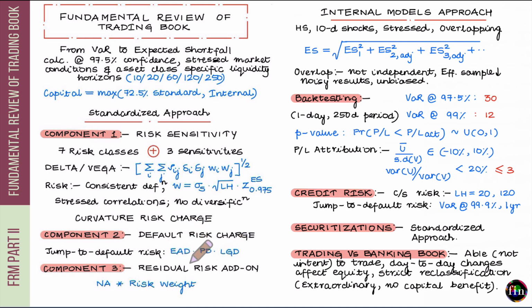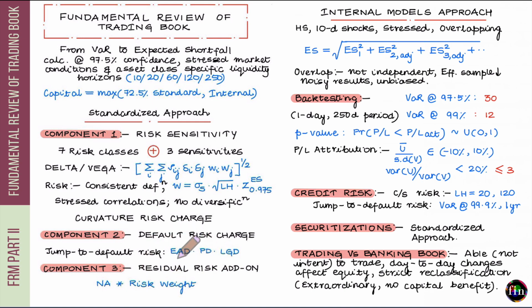Okay? Then, for those exotic positions which cannot be accurately and reliably represented in the form of simpler positions, let's say positions on the underlying assets, and also let's say positions on vanilla options on underlying assets, for those exotic positions, we also need to compute a component 3 because these positions have what we refer to as residual risk.